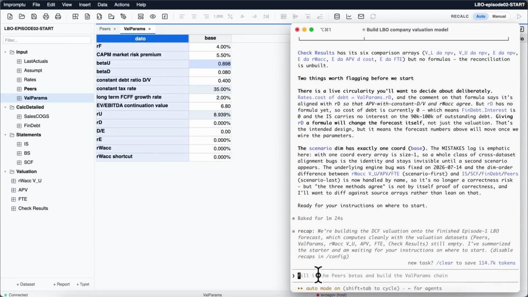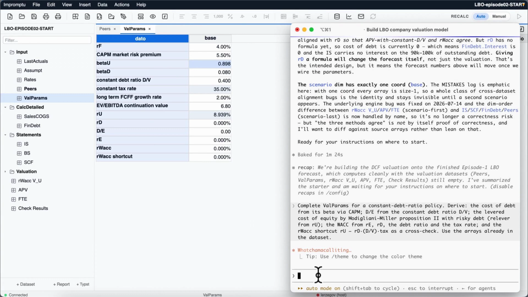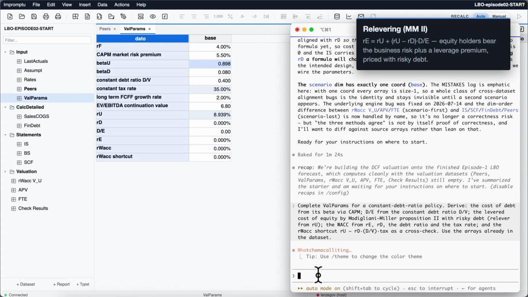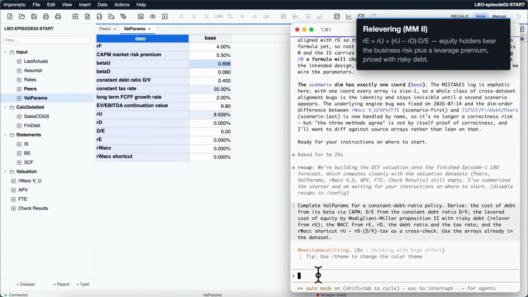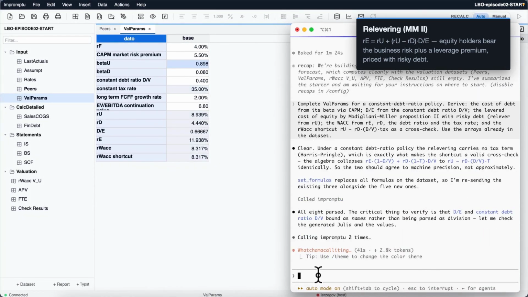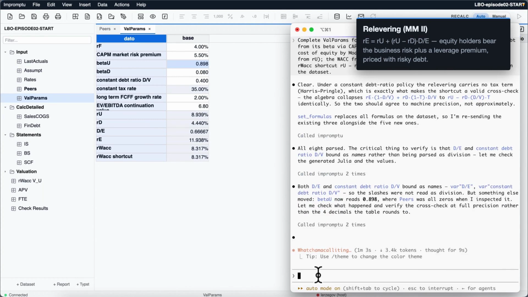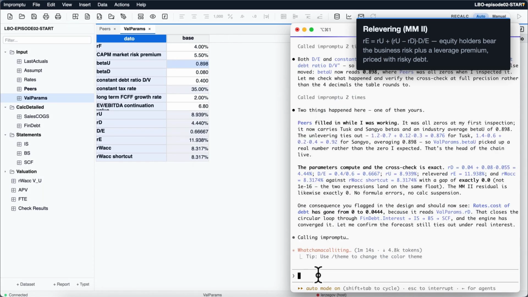Here's where the assistant takes over. I'm not going to dictate formulas. I'm going to describe what the dataset should mean in plain finance and let it write the machinery. Watch what I asked for. Cost of debt from its beta, the debt-to-equity ratio, relever the equity by Modigliani-Miller, then the WACC, and the shortcut for the WACC as a cross-check. Now the model's reasoning is unfolding. Every passage is cross-checked against the data.